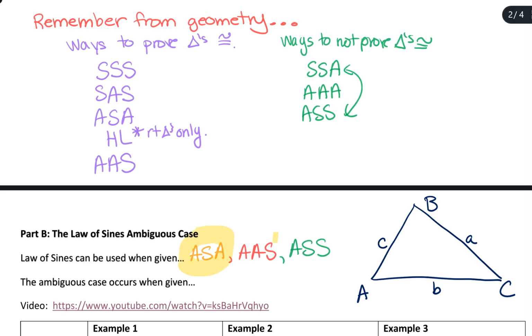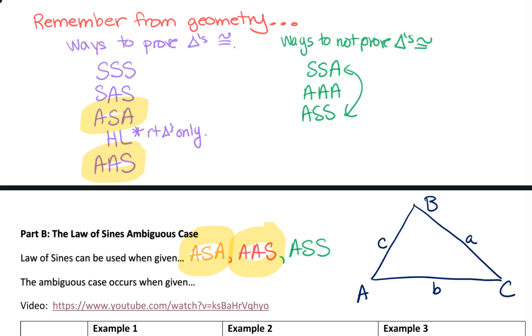So ASA, AAS. Here I have ASA, here I have AAS. Since those come from congruent triangles, no matter what I'm given, if I'm given a specific angle, side, and an angle, there's only one triangle that can be formed from that angle, side, angle. Because I know that's a congruent triangle method, if I have that specific angle, side, and angle, that's the only triangle I can make.